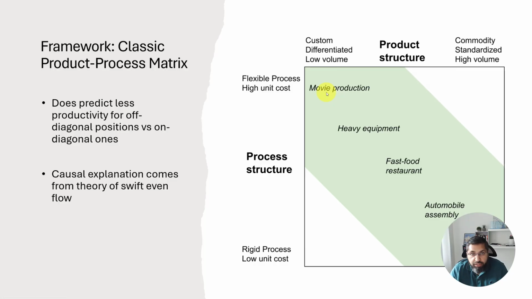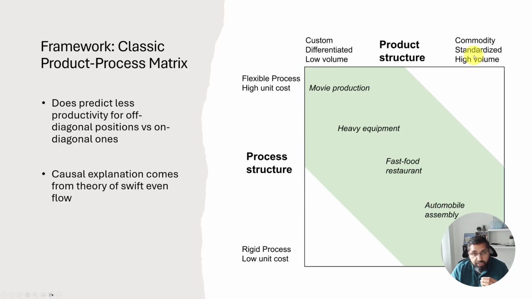So legal cases, every legal case is different. So every legal case has a volume of 1. Okay, every movie has a volume of 1. It's volume per product, not the total volume. Okay, and here, like an oil refinery produces the same type of oil, like in millions, billions of barrels. So there's very, very high volume per product, per type of gas or oil that it produces, right? And then you have things in the middle. Yeah. So what this product process matrix says is you have to be along the diagonal.